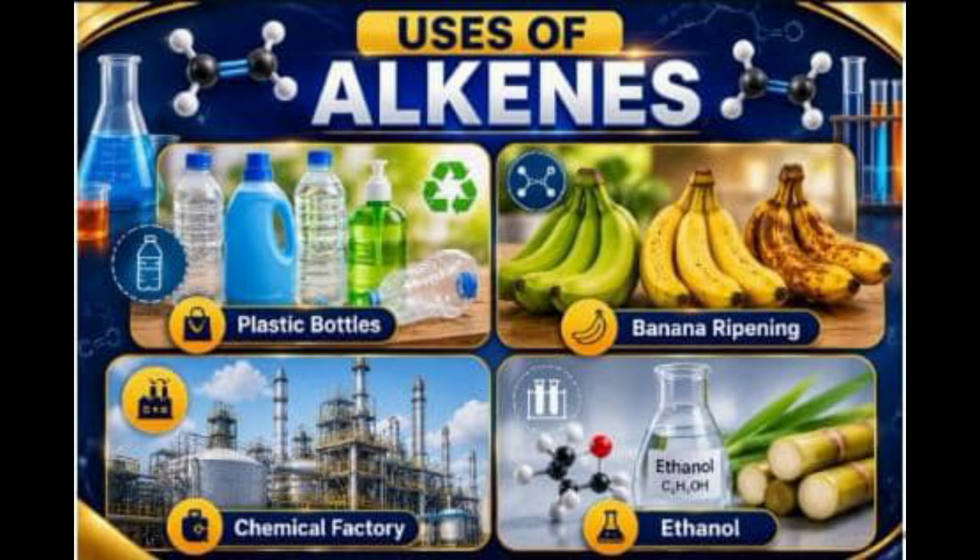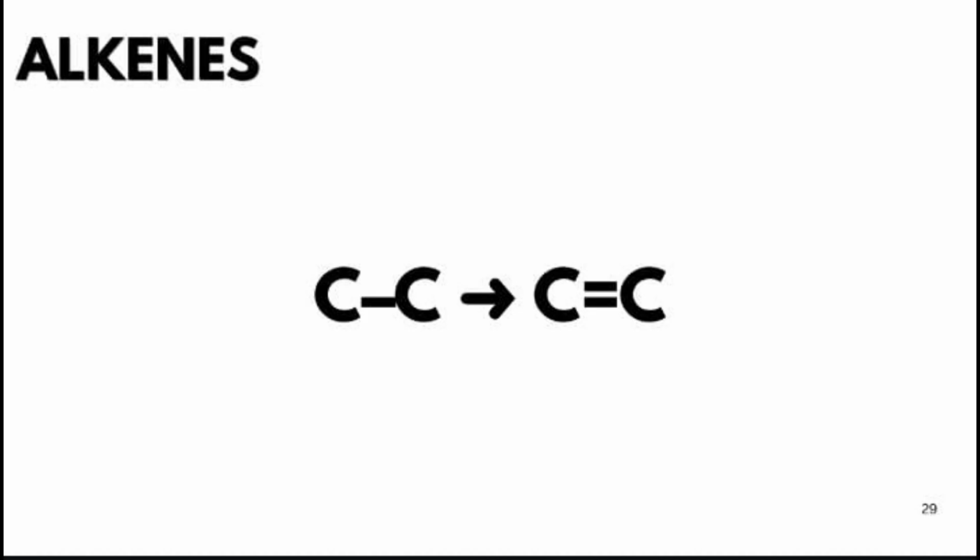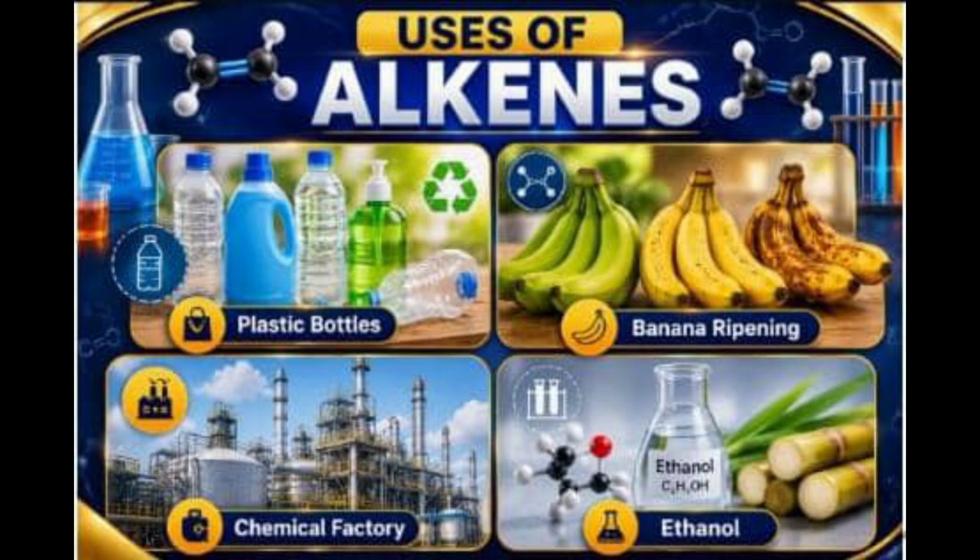In the chemical industry, alkenes are converted into alcohols, detergents, synthetic rubber, and many other useful products. They are also important raw materials in the pharmaceutical industry, where they help produce medicines and medical equipment. These applications demonstrate how a simple carbon-carbon double bond has a significant impact on everyday life.